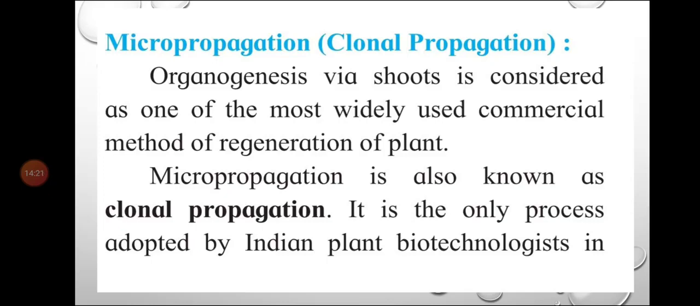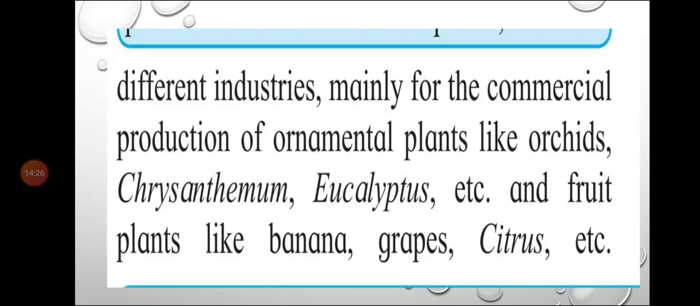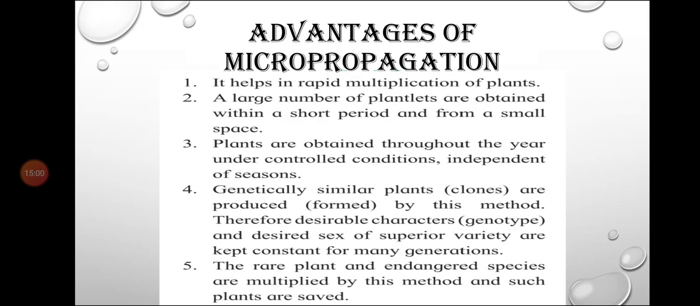It is the only process that is adopted by Indian plant biotechnologists, okay, and in different industries, mainly for commercial production of ornamental plants like orchids, chrysanthemum, eucalyptus, etc., and fruit plants like banana, grape, citrus, etc. So with the help of the micropropagation technique, many plants, ornamental means decorative plants like orchids, chrysanthemum and eucalyptus are made, and fruits like banana, grapes and citrus are cultured. Okay. So we will study now the advantages of micropropagation.